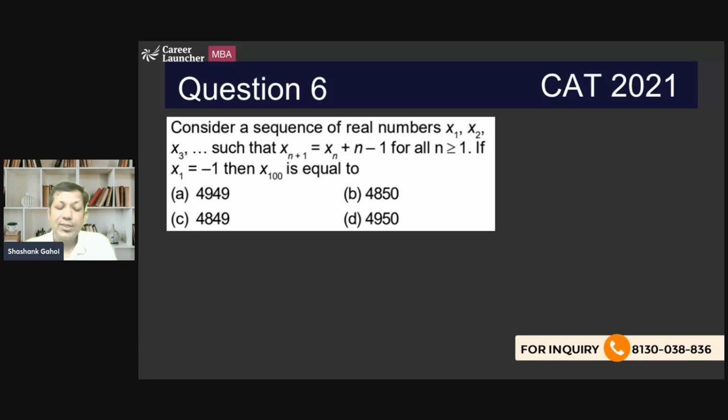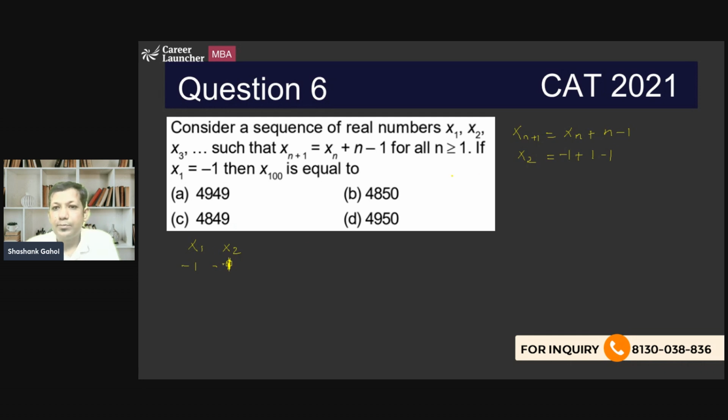What does it say? It says consider a sequence of real numbers, x1 up to x100. It says that x(n+1) is equal to xn plus n minus 1. So put n equal to 1 and I get x2. The question already says that x1 is equal to minus 1. So x2 is equal to x1, which is minus 1, plus 1 minus 1. So the value of x2 becomes 0. Sorry, it becomes minus 1 only.